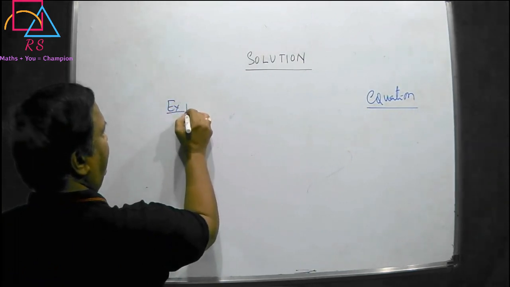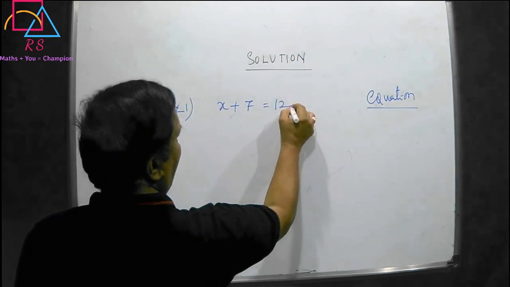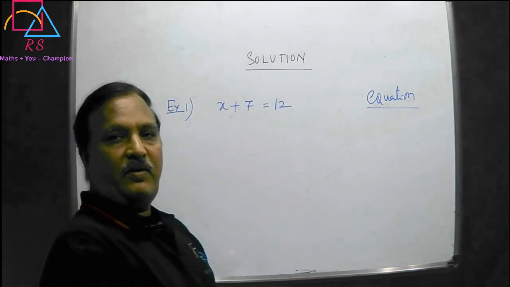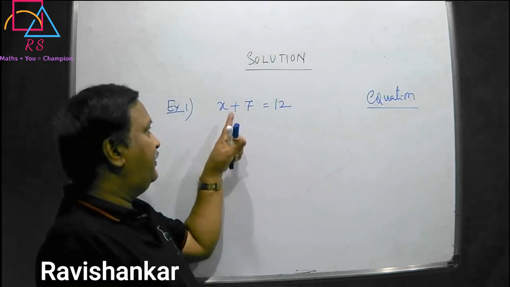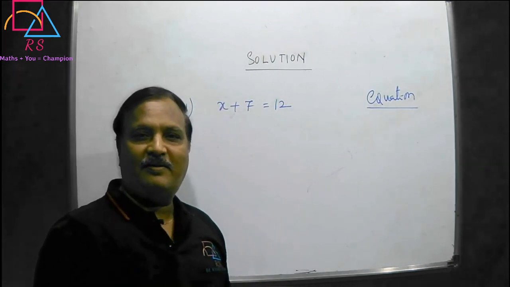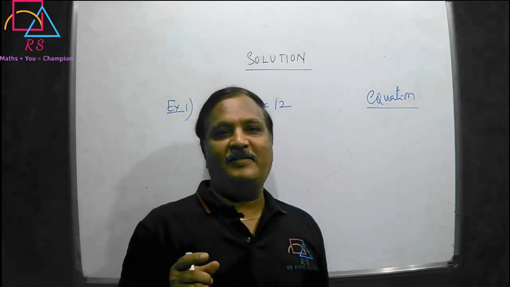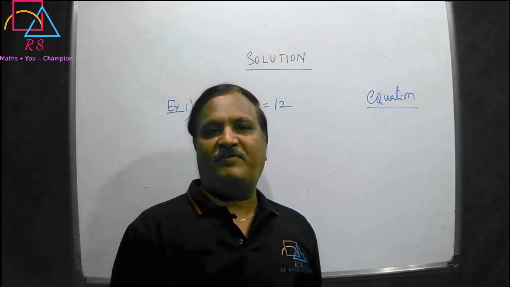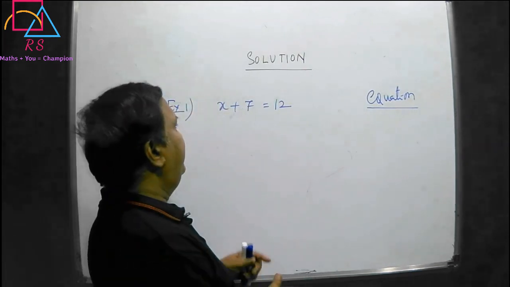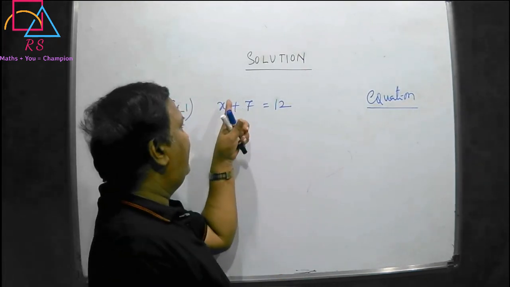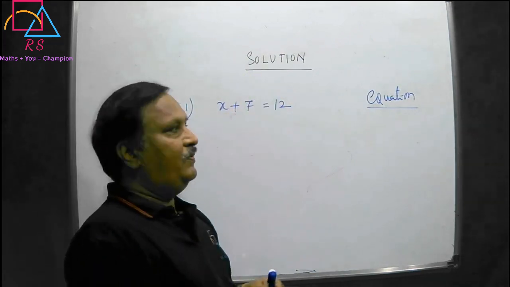Example 1. x plus 7 is equal to 12. So, this is an equation, a linear equation, because the degree is 1. Let me remind you what is degree. Degree is the highest power of the variable in the equation. There is only one variable, the power is 1, therefore the degree is 1, therefore it is a linear equation.